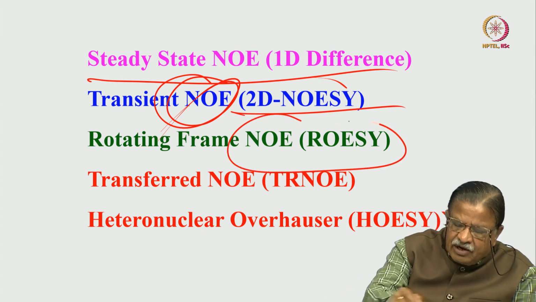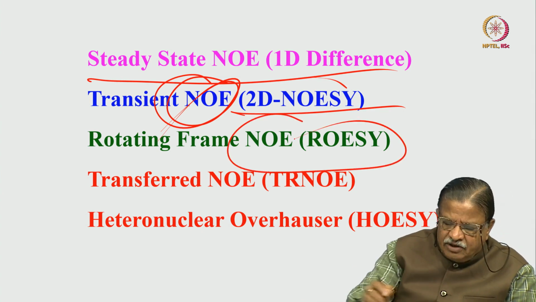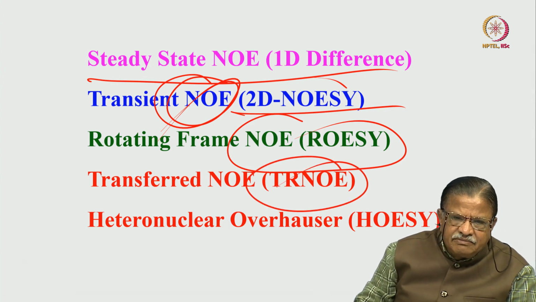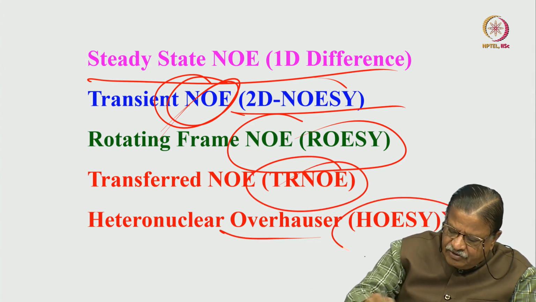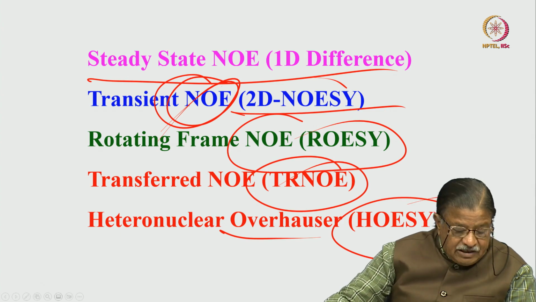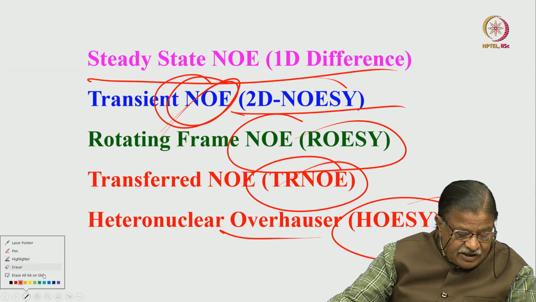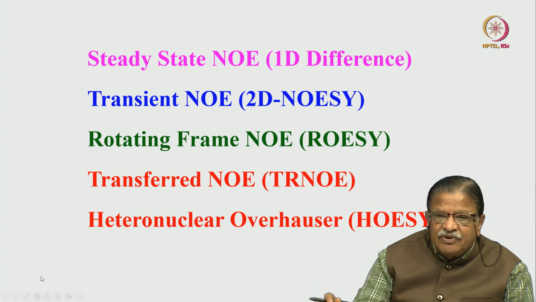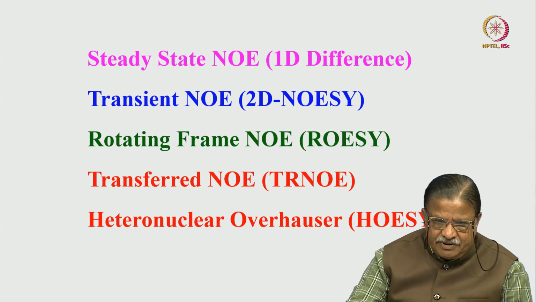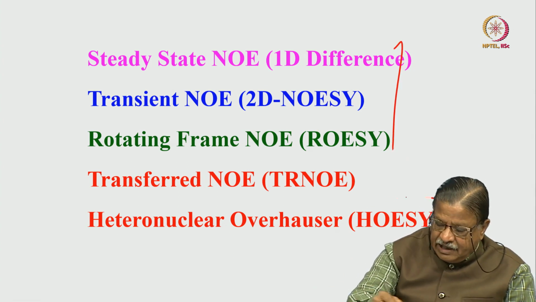Rotating frame NOE called ROE. There is also transferred NOE, TRNOE. Heteronuclear Overhauser effect, HOE. Only a couple of them I have listed. There are different types of NOE experiments. All of these are homonuclear and this is heteronuclear.